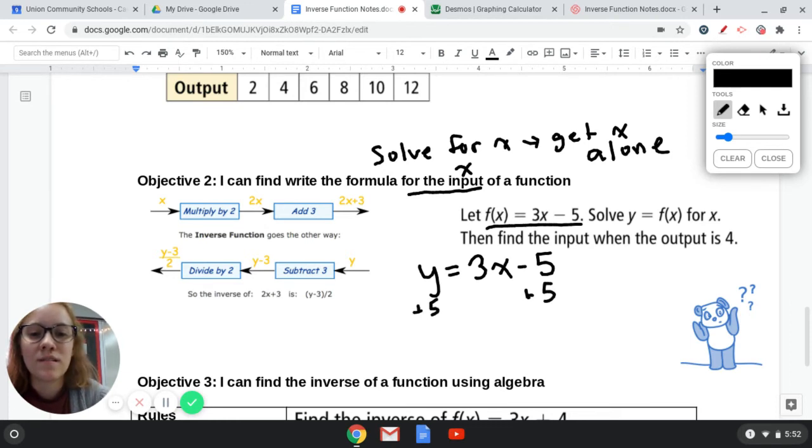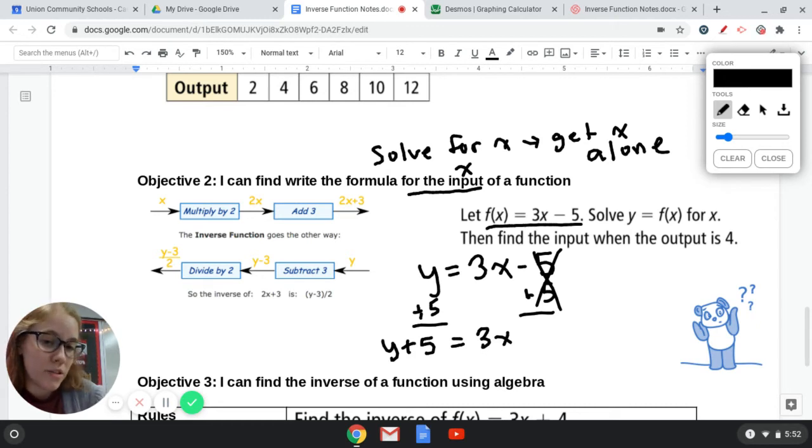These are plus signs. So what do we end up with over here? These terms don't combine, so we just end up with y plus 5 equals, these 5's will cancel out, and we are just going to be left with 3x.